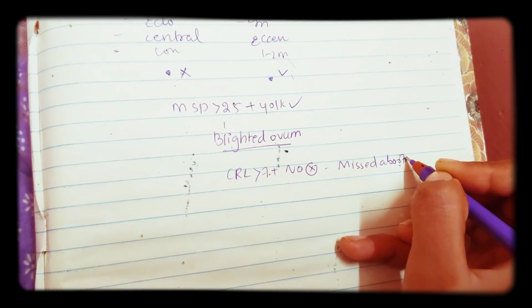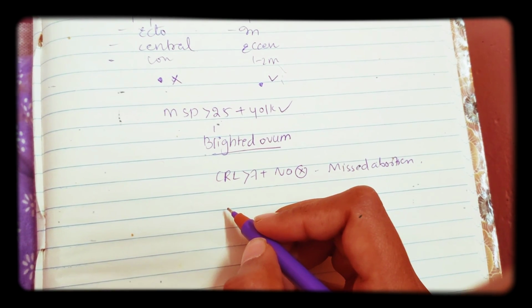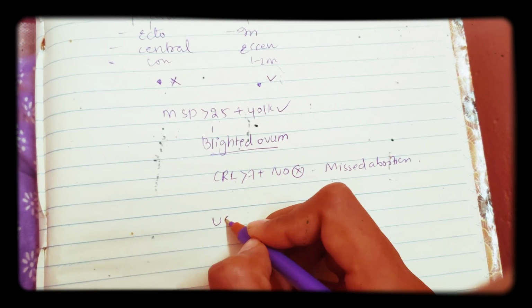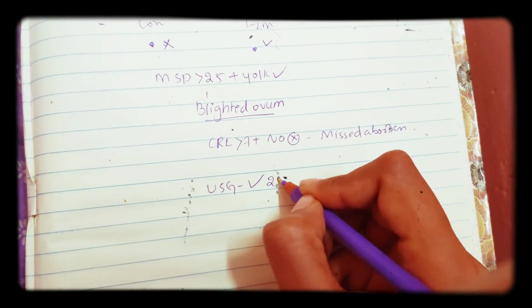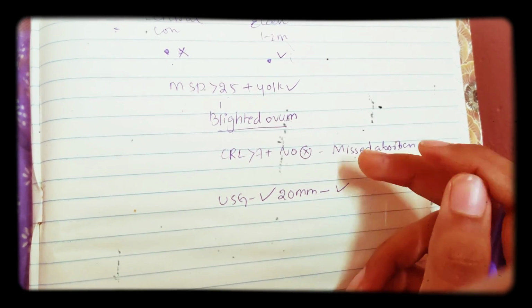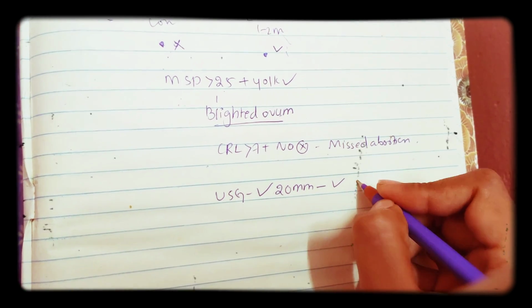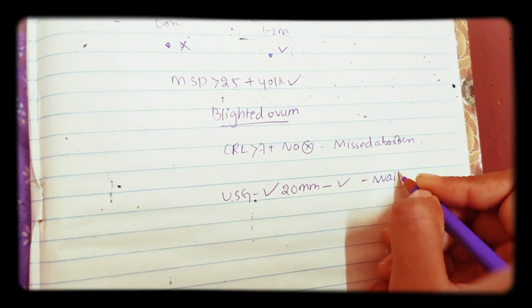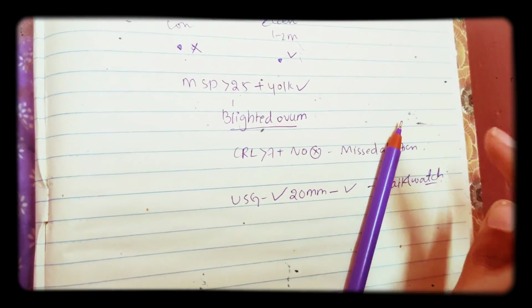And next, for example, a female with urine pregnancy test positive and USG is done, and here the gestational sac is present and it is 20 millimeter and even yolk sac is present, but no crown rump length and no cardiac activity. So we need to wait and watch. The next step is wait and watch. So this is all about fertilization and implantation.